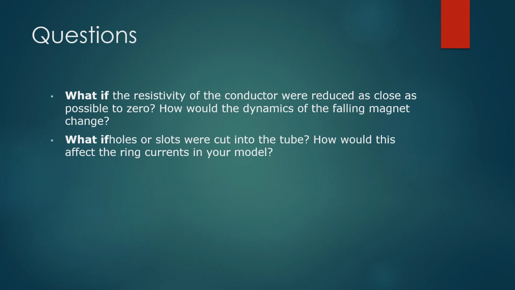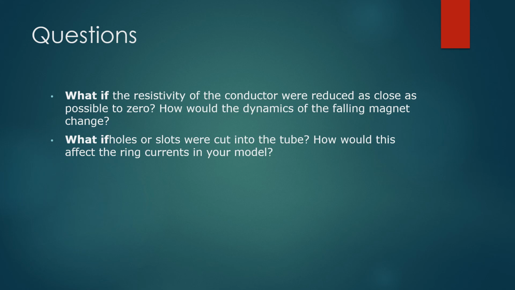So if the resistivity of the conductor is decreased, then the current is going to increase inside of the conductor, and the magnetic force is going to increase. And due to this, the time that it takes the magnet to fall down the tube is also going to increase.